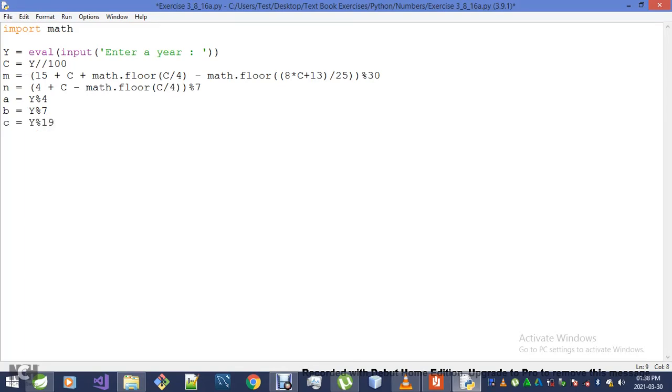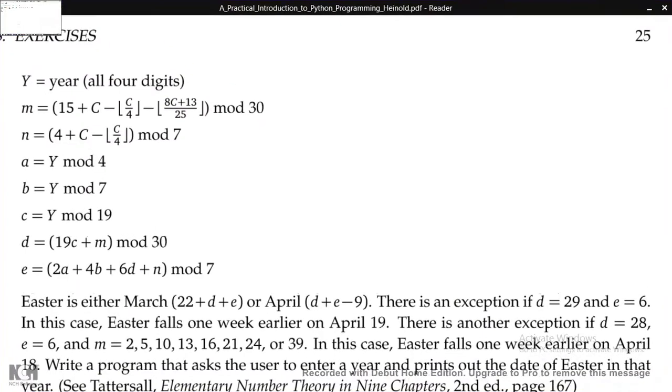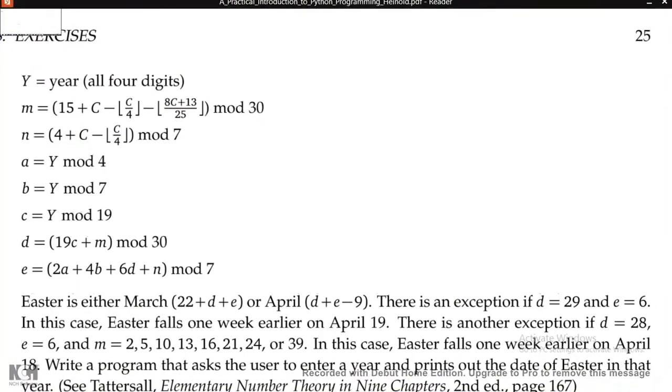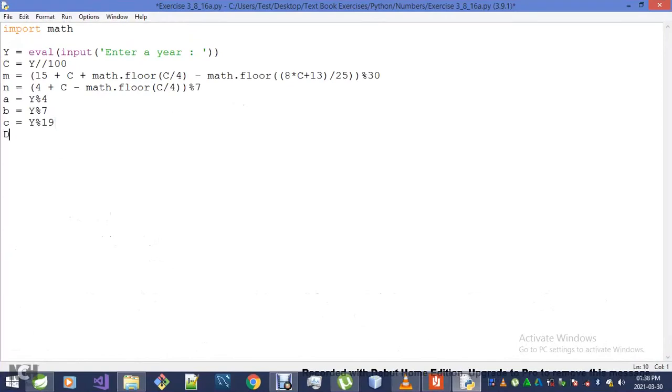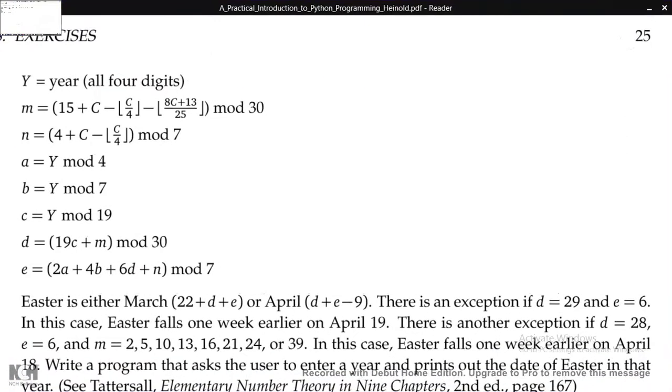Mod 19. Now D is 19 multiplied by C plus M, mod what? Mod 30. Are we good? Of course we are.